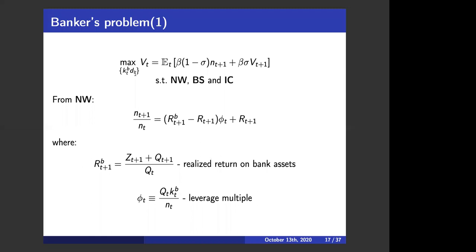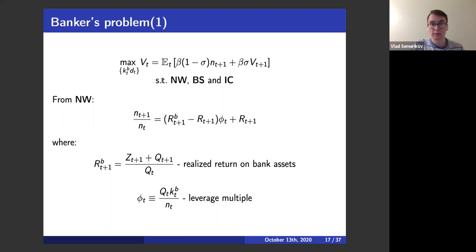So the beauty of this problem, mathematically, is that it has constant returns to scale, both in the constraints and the objective function, and we can reformulate it in a slightly different way. From the net worth constraint, we can divide both sides by N_t and obtain such an expression where R_B,t+1 is the realized return on the bank's assets. I think it's quite straightforward what it means. And phi_t is defined as the leverage multiple, the ratio of the bank's assets to its net worth.